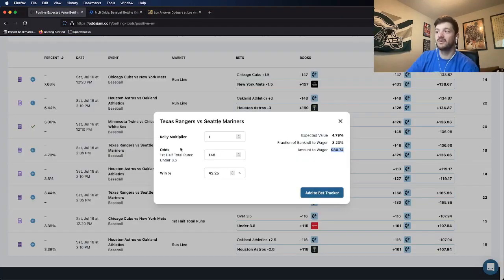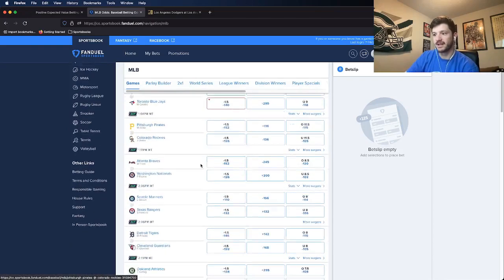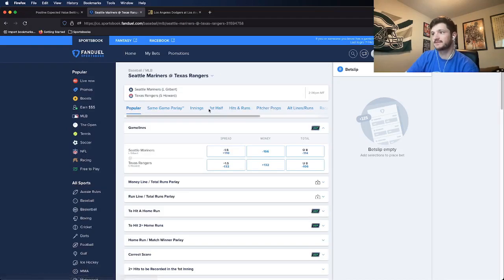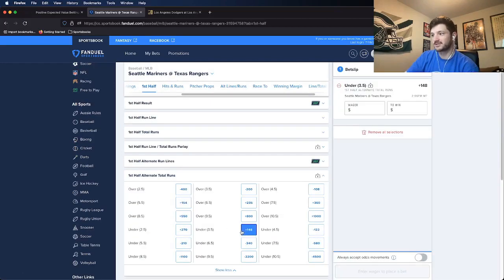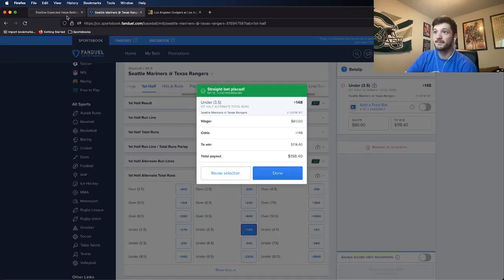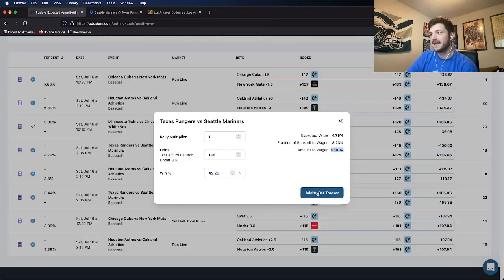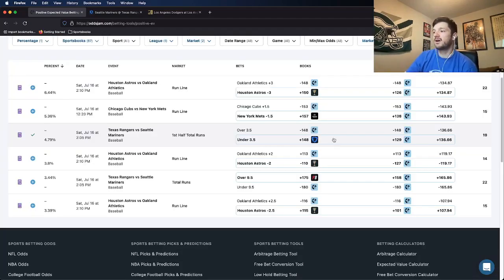So now I need to go to the Rangers versus Mariners and take the first half under 3.5. Rangers versus Mariners, perfect. First half, alternate total runs under 3.5. This was an $80 bet. Place bet. So this is now my third bet for today's MLB betting slate. Now, of course, let me just add this to my bet tracker for $80. Click save, and perfect.